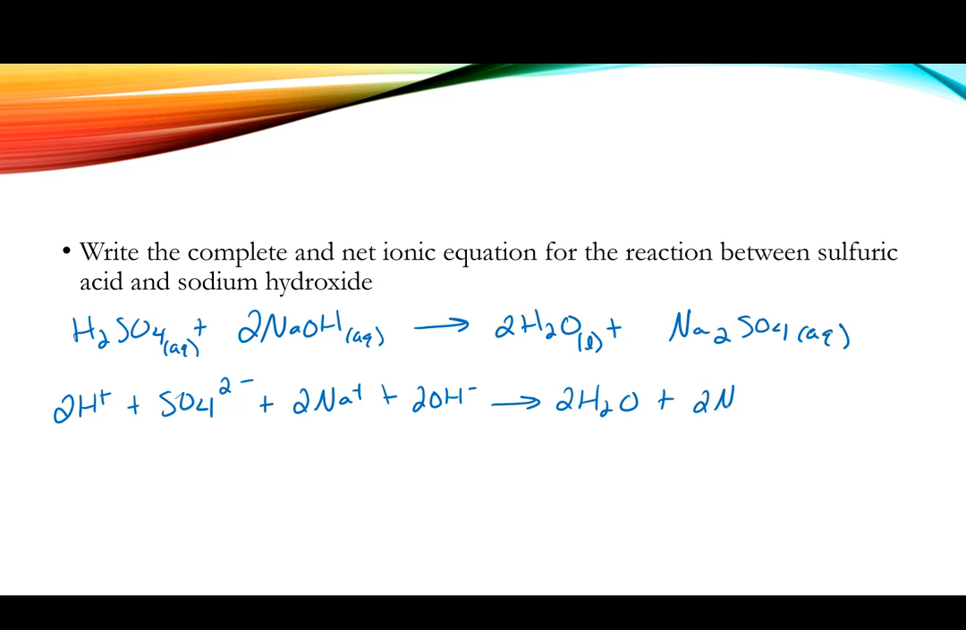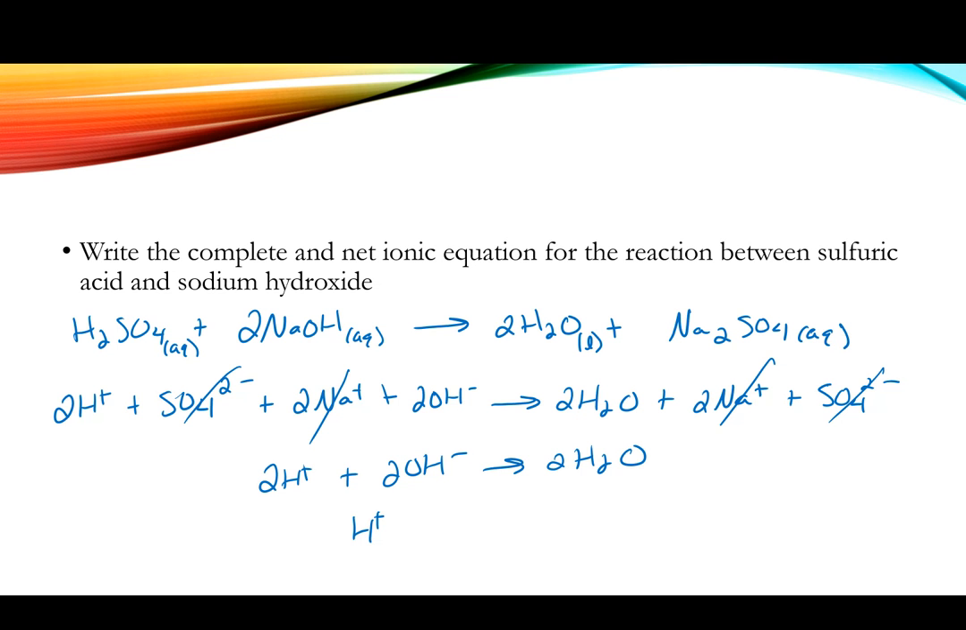H2O plus 2. My spectator ions here are sodium and sulfate. And so my net ionic equation, 2 hydrogen plus 2 hydroxide yields 2 waters, which again can reduce to hydrogen plus hydroxide yielding water.